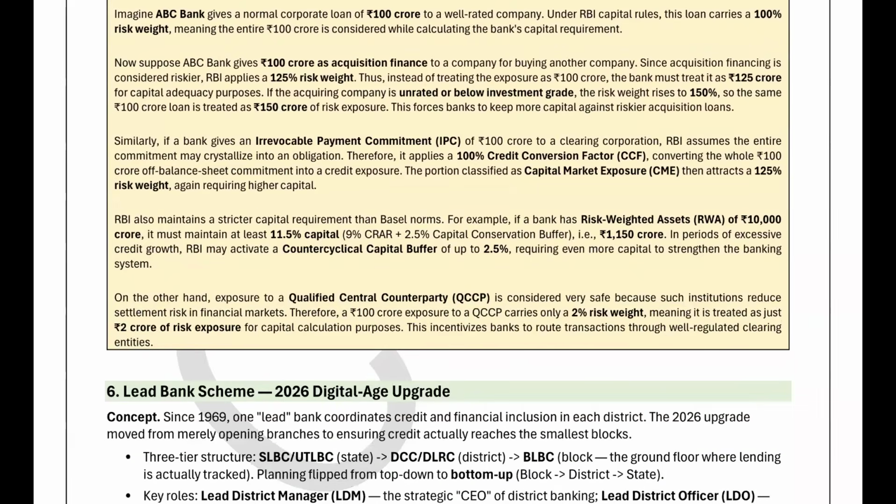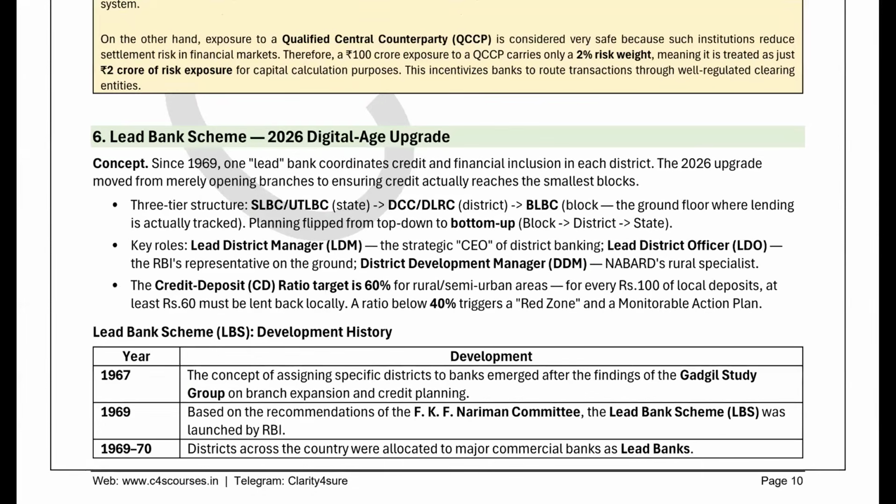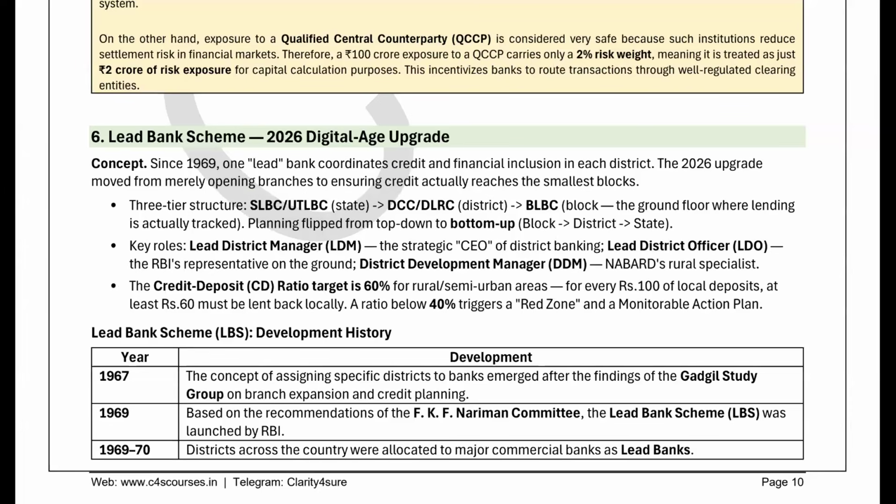नाउ ये read कर लेना when you after the class। Now the sixth circular which is important, that is a lead bank scheme, and it is important because it is a scheme and I have given you the idea why the scheme has been implemented। Scheme is a form of subsidy, in short you have to, not every scheme but scheme is a form of subsidy that is given by the government। Now 226 digital age upgrade concept, what it is telling about, since 1969 one lead bank coordinates credit and financial inclusion, ठीक है?